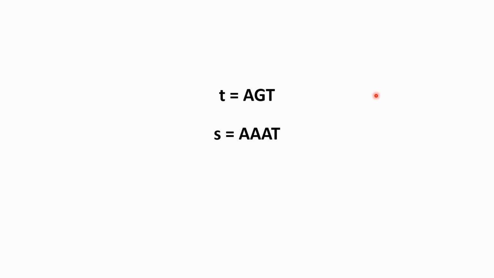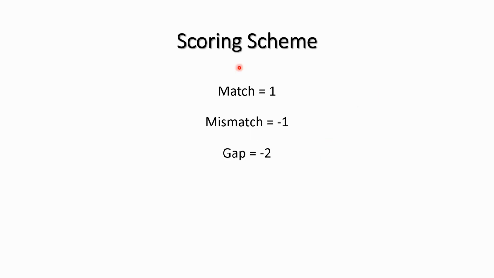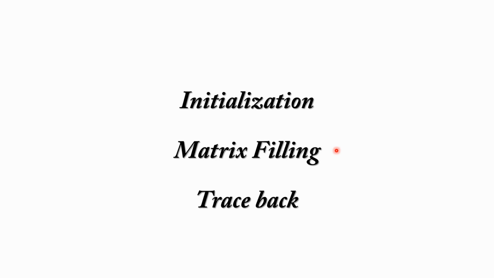For example, we have these two sequences, T and S: AGT and AAAT. We need to devise a scoring scheme. For a match we have 1, for a mismatch -1, and for a gap -2. We have 3 steps in global alignment in this dynamic programming method. The first one is initialization of the matrix. We initialize the matrix with the gaps in incremental order. Then matrix filling, and the last one is traceback. After tracing back, we align these sequences.